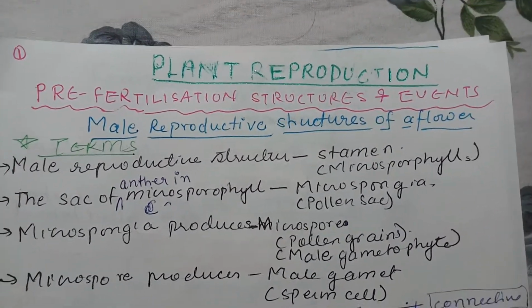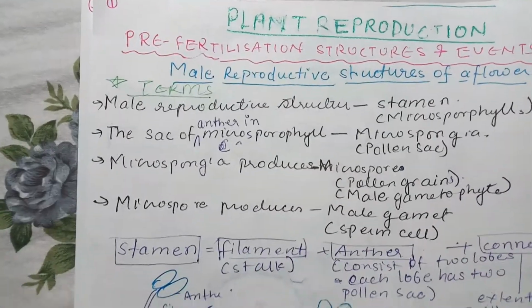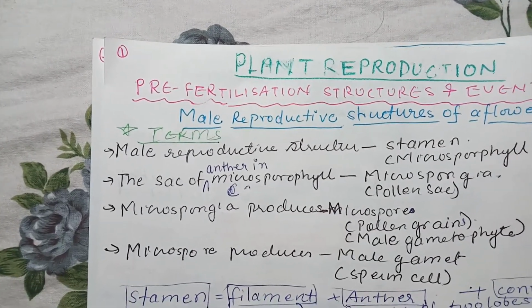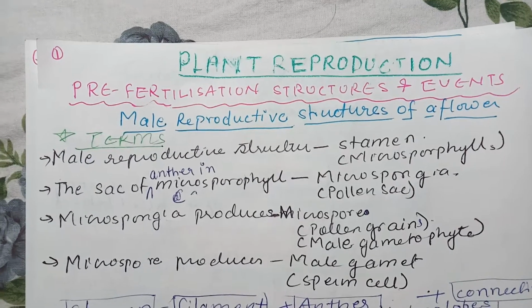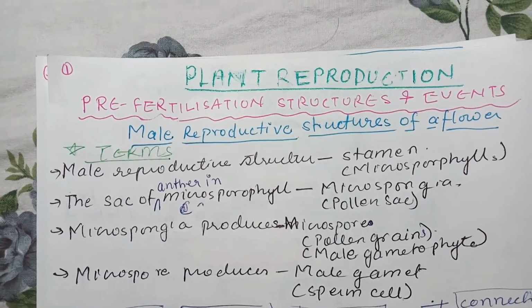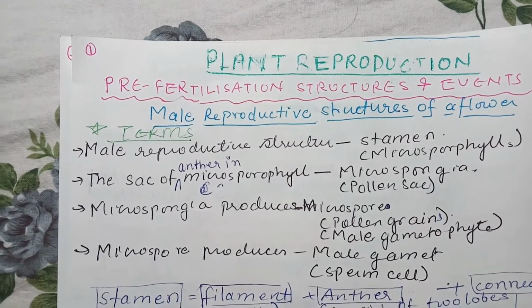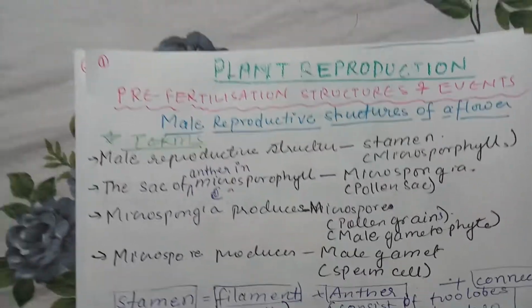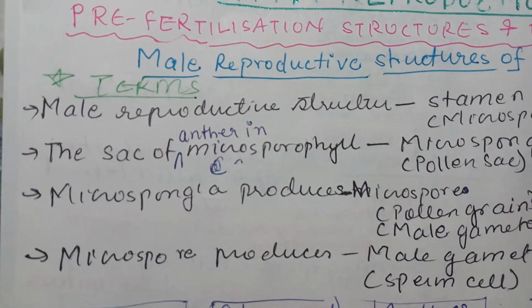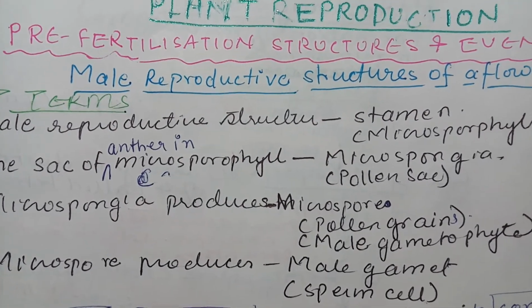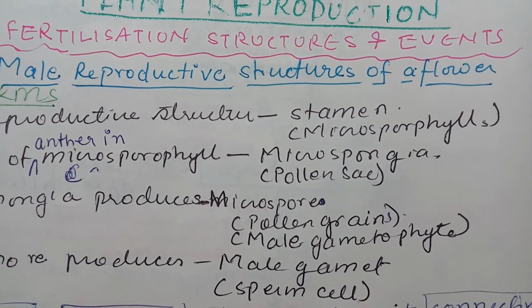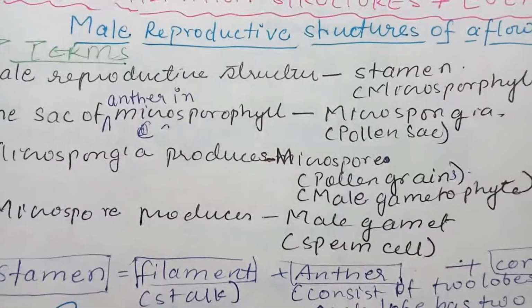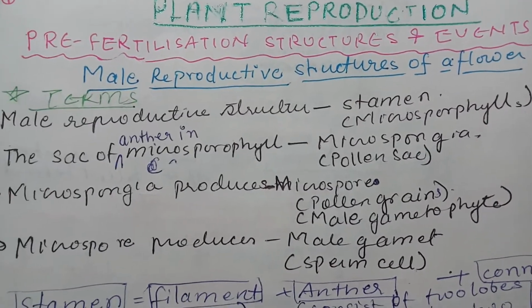So here I would like to go through certain terms which will help you to understand so many basic things. The male reproductive structure in plants is stamen, which is also called microsporophyll. The sacs of anther in microsporophyll are called microsporangia, which are also called pollen sacs. Then microsporangia produce microspores, which are also called pollen grains or male gametophyte. Then microspore further produces male gametes, which are also called sperm cells.